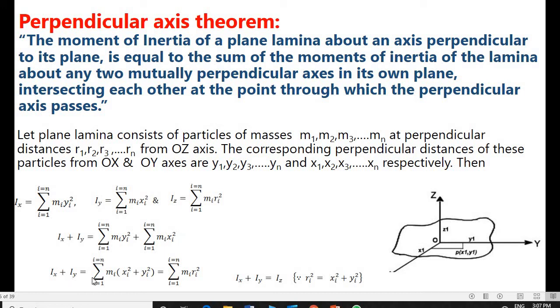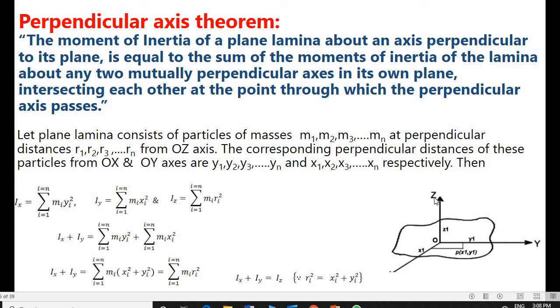Here Ix plus Iy is equal to summation i equal to 1 to n mi into xi square plus yi square. But from the figure it is clear that xi square plus yi square is nothing but ri square. Therefore, summation i equal to 1 to n mi ri square. This term is nothing but what? Iz. Therefore Ix plus Iy is equal to Iz. That is the moment of inertia of a plane lamina.